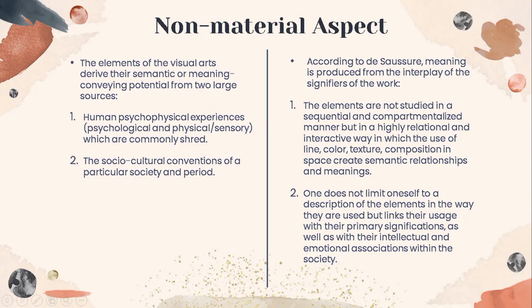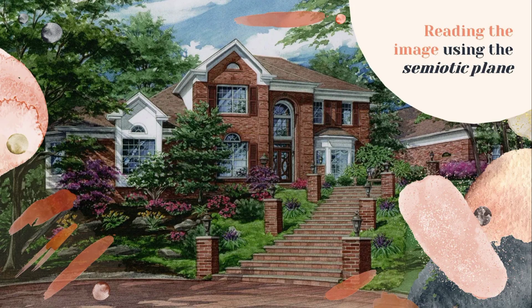So let's proceed. Let's proceed guys. Let's try reading the image using the semiotic plane. So makakita tag signifiers ari. Okay, ang painting is very bright.